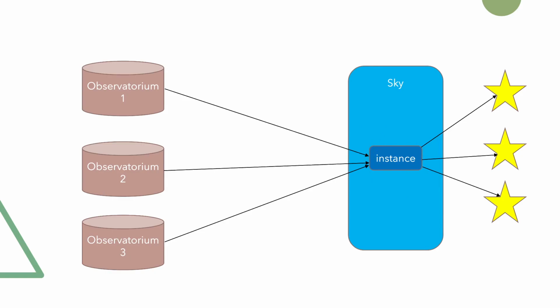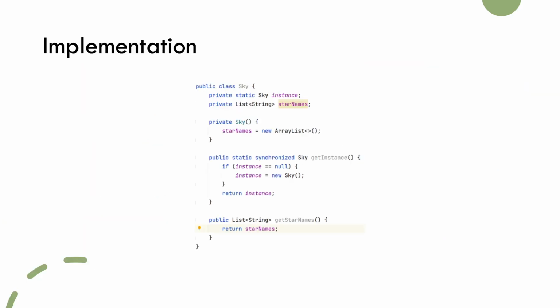After talking about the usage of Singleton design pattern with your interviewer, one of the most common follow-up questions is how you would implement it. We have displayed one way of making class a Singleton. We have implemented previously mentioned Sky class.